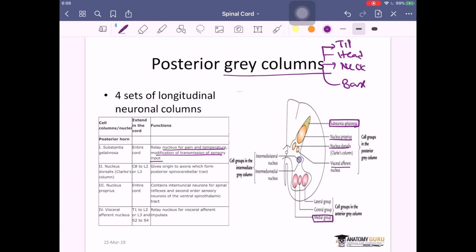But right now, when we are talking about our pain and temperature pathway, we definitely will say our first order neuron ends here and the second order neuron starts from the substantia gelatinosa in the posterior horn. So this is important.